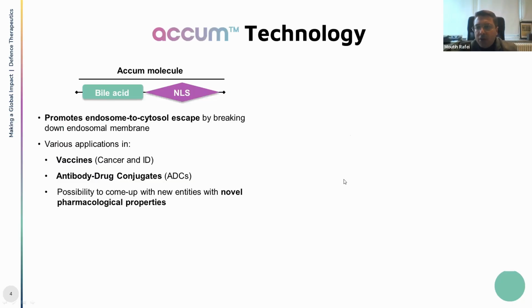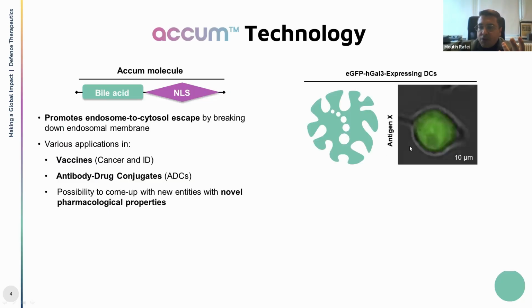So how does the Accum technology work visually? If we think about a cell where you could overexpress a fusion protein, GFP fused to human galectin-3, the importance of this molecule is that human galectin-3 will only bind to carbohydrates that are usually found on the outside part of the cell, or within the endosomal lumen, which is a structure formed by taking parts of the extracellular membrane and creating an endosome.